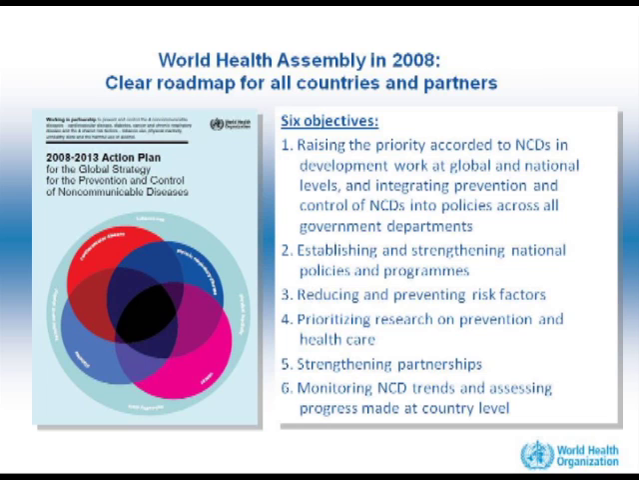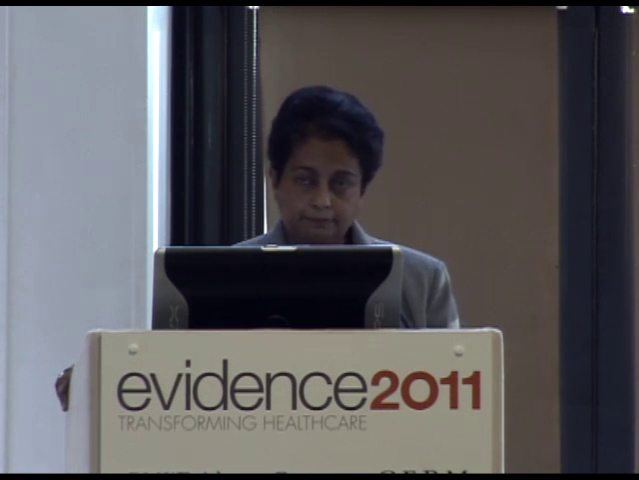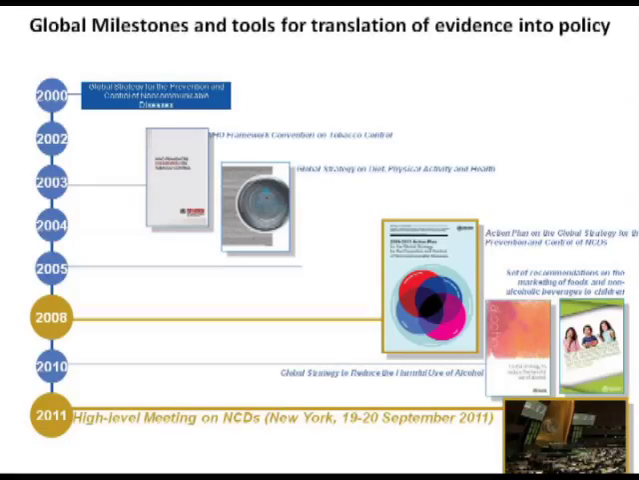the health sector, because NCDs are determined mostly by determinants outside the health sector, and also establishing and strengthening national policies and programs, reducing risk factors, prioritizing research, particularly implementation research, strengthening partnerships, and finally monitoring. So these were the 6 objectives, and this NCD action plan helped some few countries to go forward in their policy implementation. So this summarizes for you these tools that I alluded to, from the global strategy to the treaty to the NCD action plan, finally culminating in the UN high-level meeting.